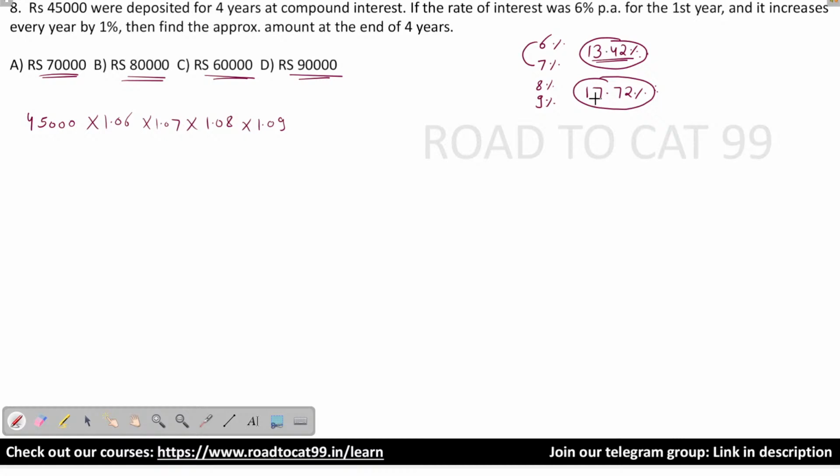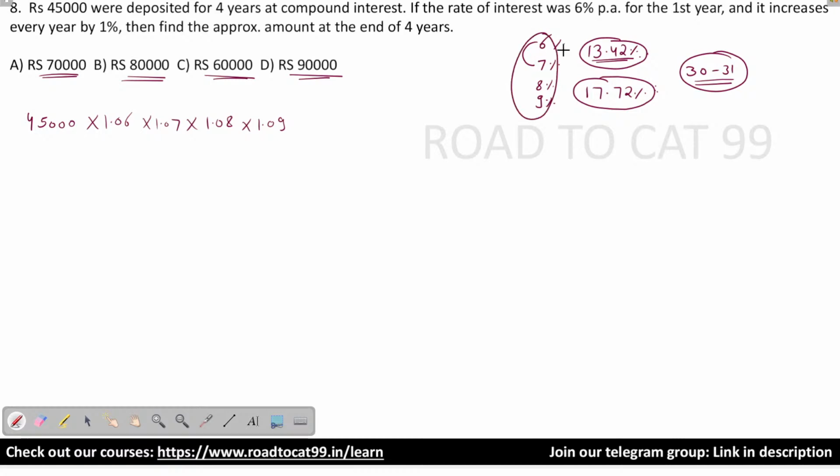So for 13 and 17, if I look at the net change, 17 plus 13 is 30%, so it should be somewhere between 30 to 31%. For the sake of easiness, I can assume it to be 30%.